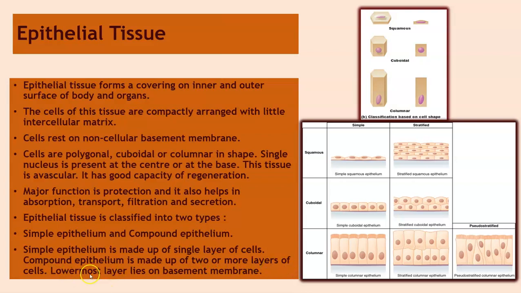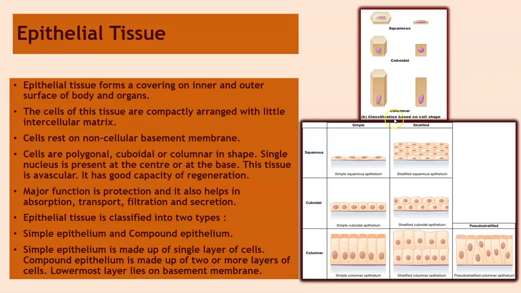And in the compound epithelium, only the lowermost layer lies on the basement membrane. Have a look at this image here. This is a simple epithelium. It is a type called the squamous epithelium, where you can see this is the basement membrane over which a single layer of cells is present. In this case, where it is cuboidal, a single basement membrane and a single layer of cells is present. Same is repeated with this kind of simple columnar epithelium, where you have a basement membrane and only a single layer of cells is present over it.